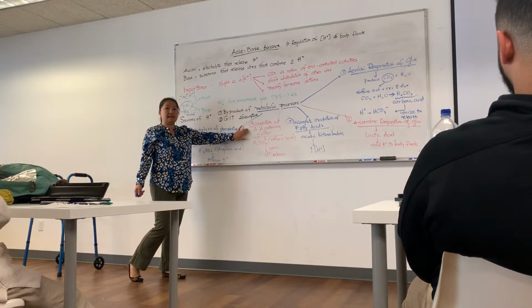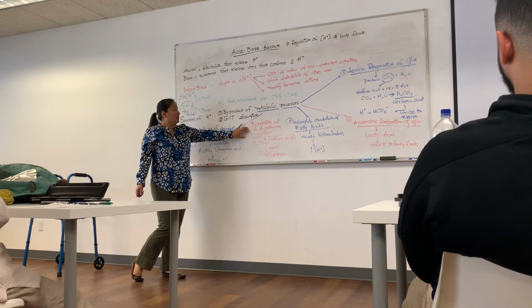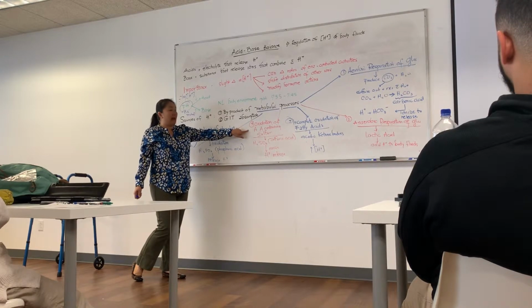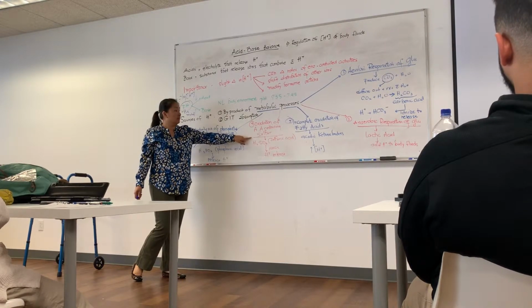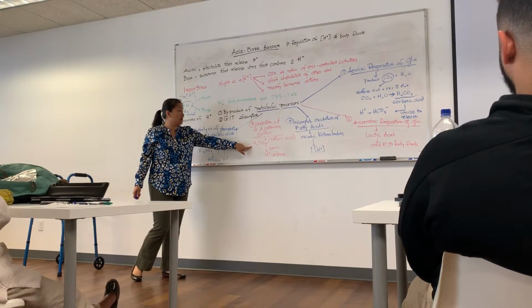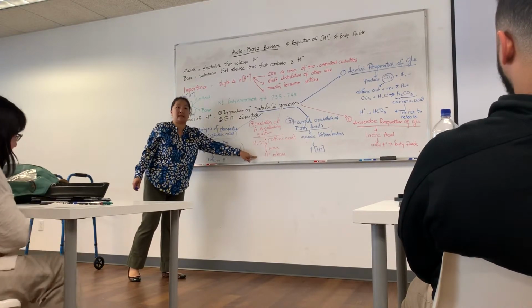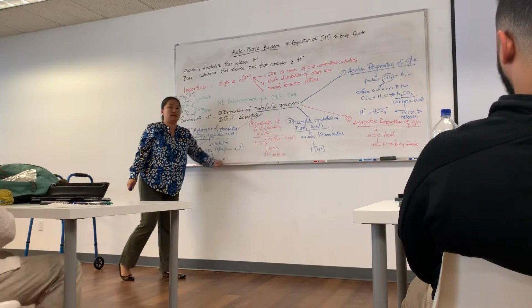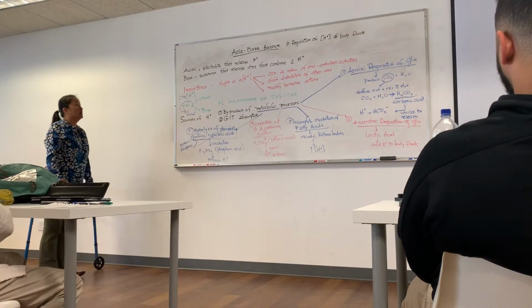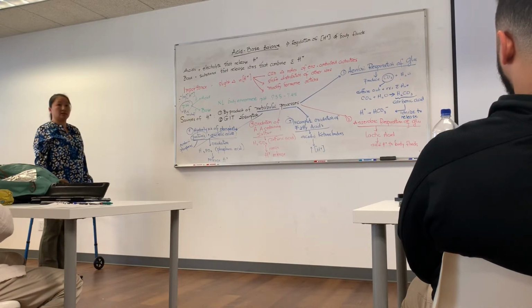Fourth metabolic process, oxidation of amino acids that contain sulfur. Again, amino acids releasing electrons will form H2SO4, which is sulfuric acid. Sulfuric acid then ionizes and releases hydrogens into your body fluids, contributing to the extra concentration of hydrogen ions.